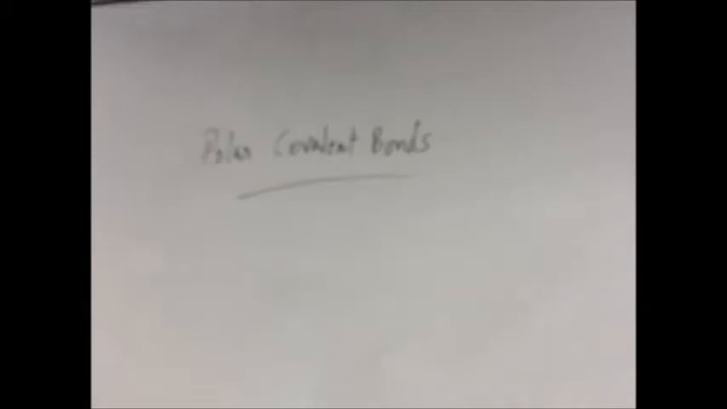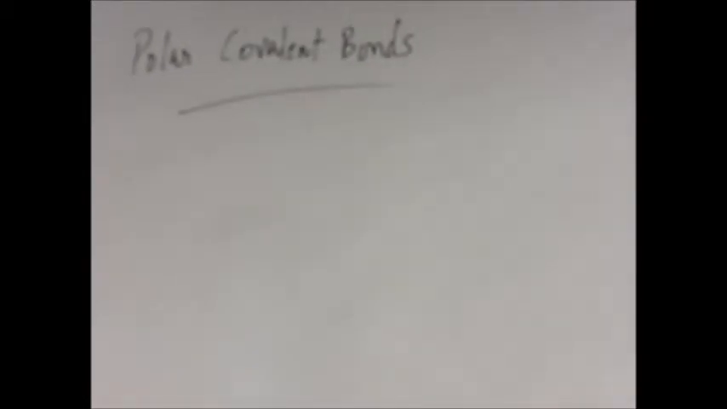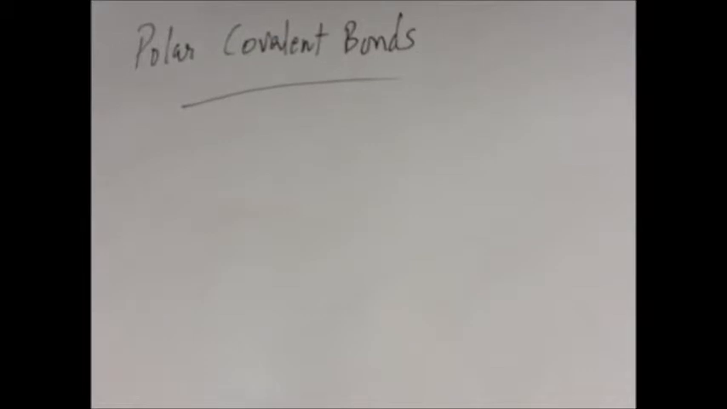Polar covalent bonds. When we started talking about bonding, I mentioned the two bonds, ionic and covalent. Ionic is transfer, covalent is sharing. And I mentioned to you back then that sharing has issues.